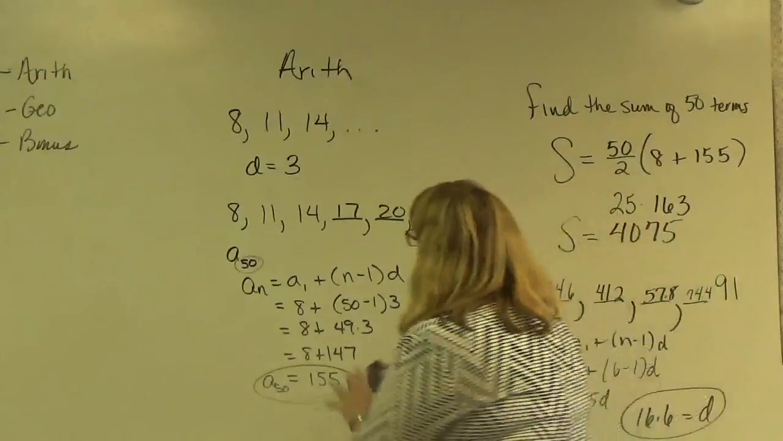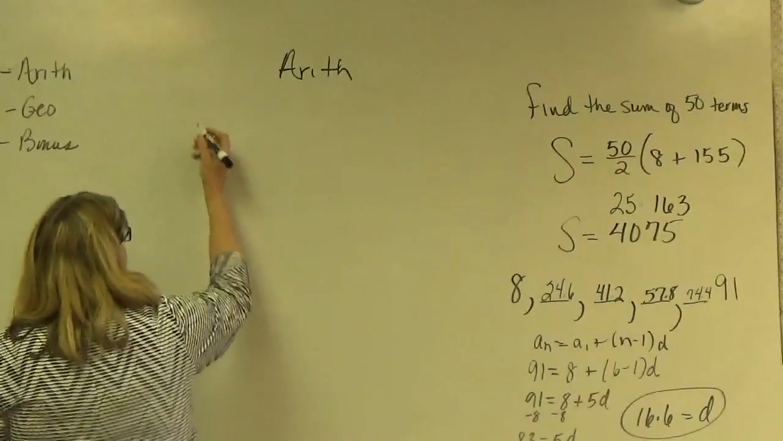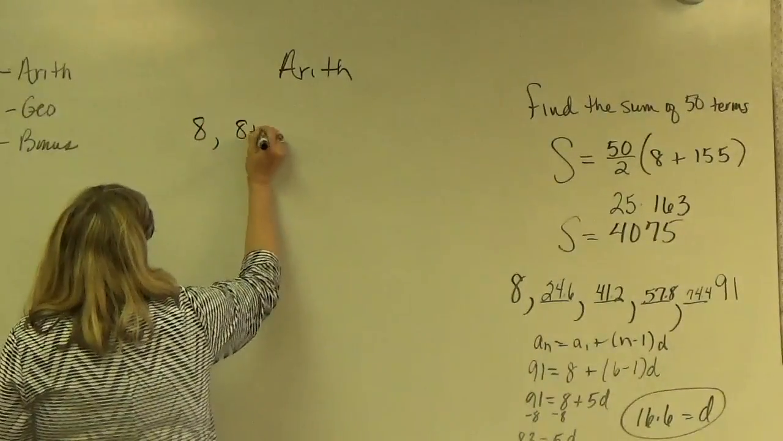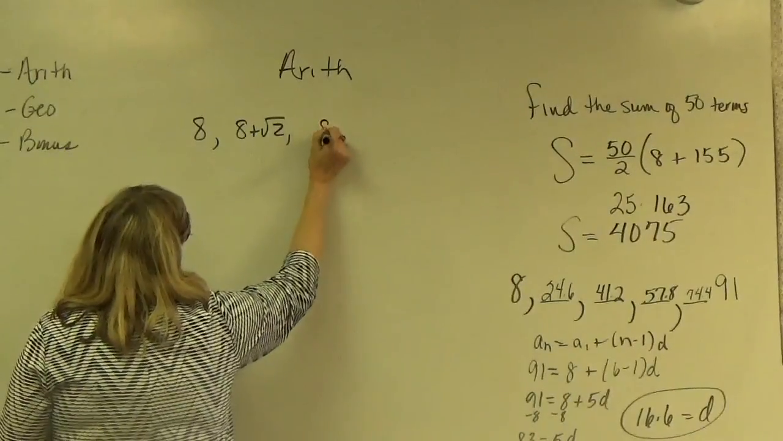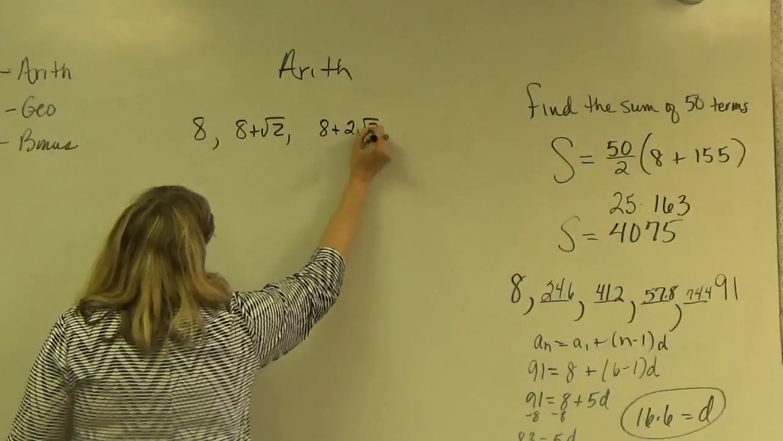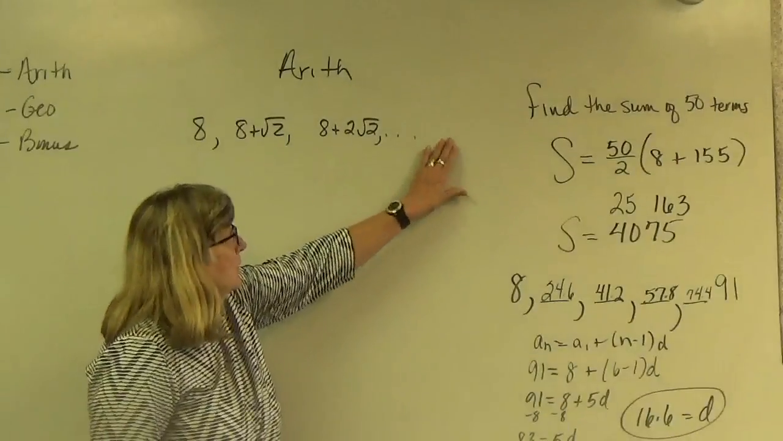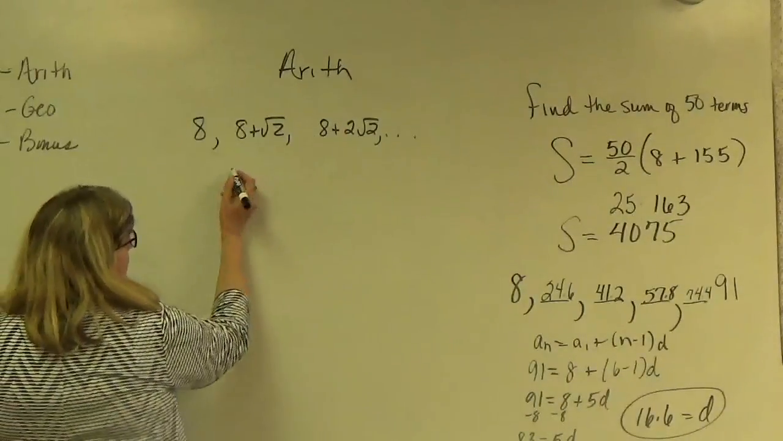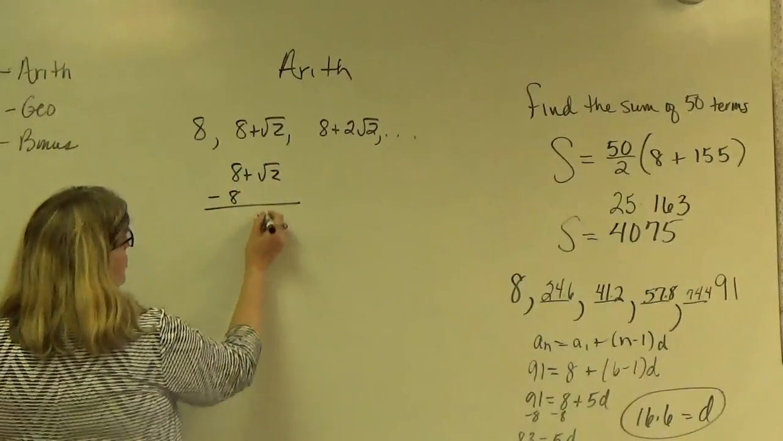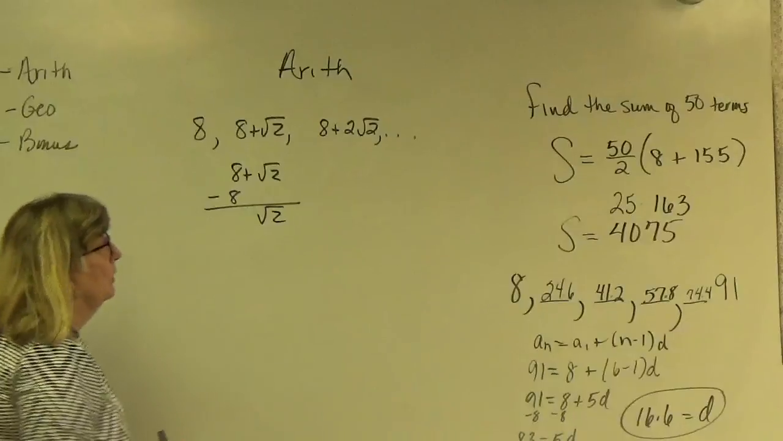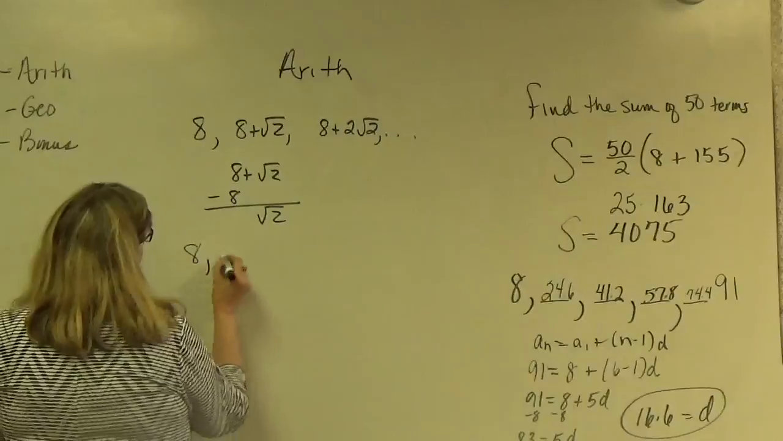Okay, now what Mason was asking about: what if I have 8 plus radical 2, 8 plus 2 square root of 2, dot, dot, dot. And I want you to name the next 3 terms. You'd find the difference by taking the second one, subtract the first one, right? So that's just a square root of 2. Did everybody see what I did? Yeah. Okay? I want the next 3.